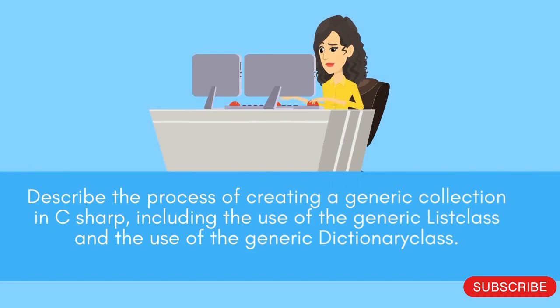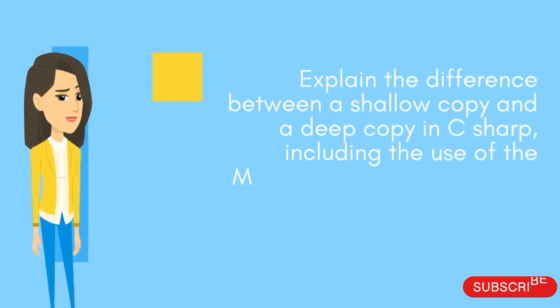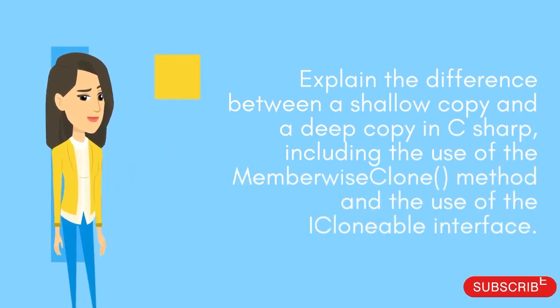Describe the process of creating a generic collection in C#, including the use of the generic List class and the use of the generic Dictionary class. Explain the difference between a shallow copy and a deep copy in C#, including the use of the MemberwiseClone method and the use of the ICloneable interface.